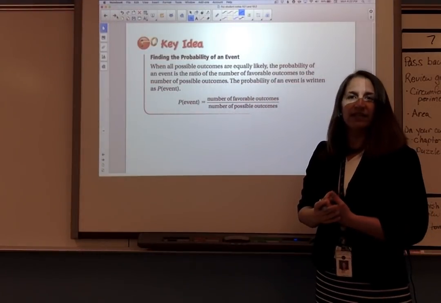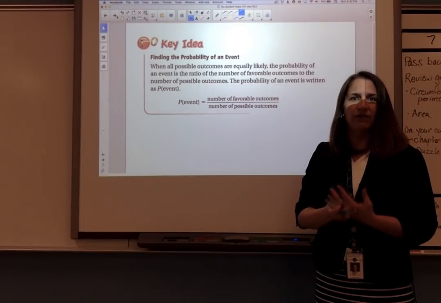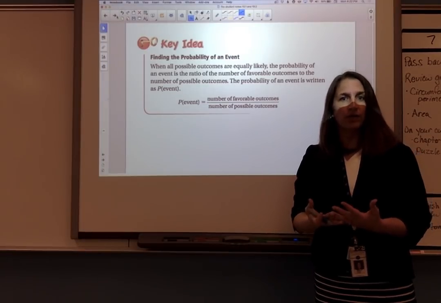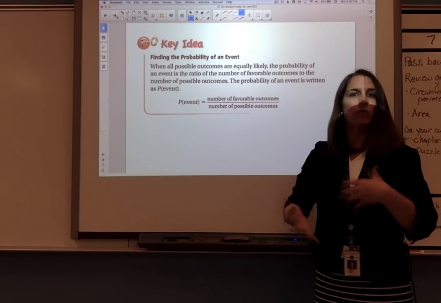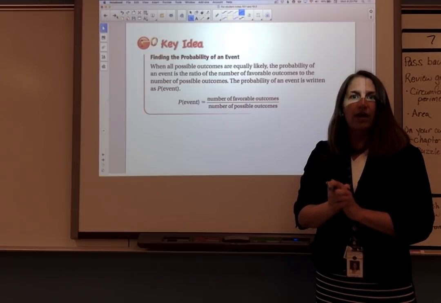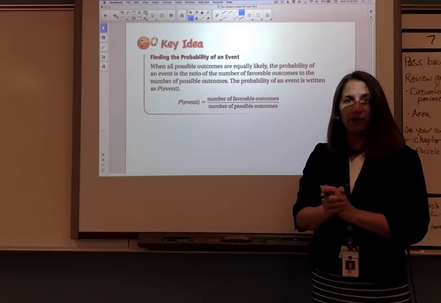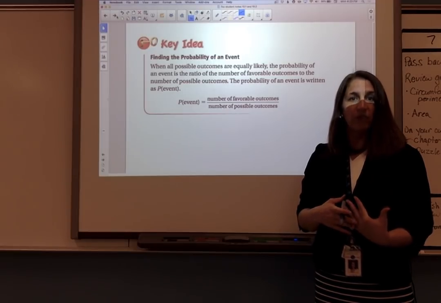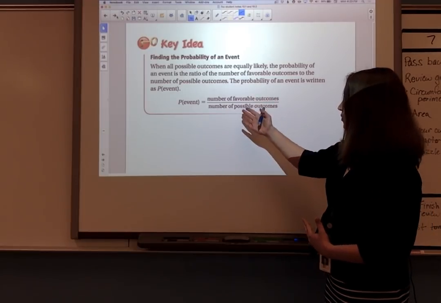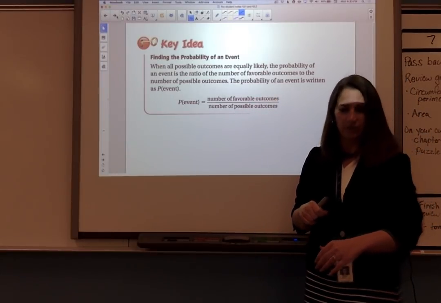Okay, and then we have this key idea that when we're finding the probability of an event, if all outcomes are equally likely, like rolling a die, it's just as likely to land on one number as any other, the probability of an event is the ratio of the number of favorable outcomes to the number of possible outcomes. So we can write this as a ratio, favorable outcomes over possible outcomes.